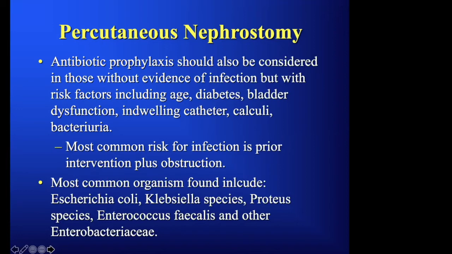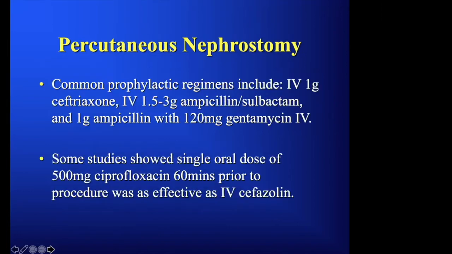Okay, so the most common organisms found in these procedures include E. coli, the Klebsiella species, Proteus, Enterococcus, and other enterobacteria. So for these now, the common prophylactic regimen includes 1 gram ceftriaxone, or you can give IV 1.5 to 3 grams ampicillin sulbactam combination, or you can give ampicillin with 120 milligrams of gentamicin.